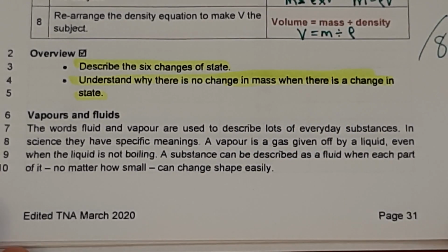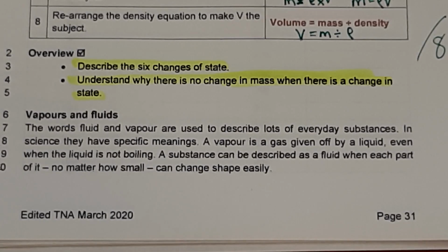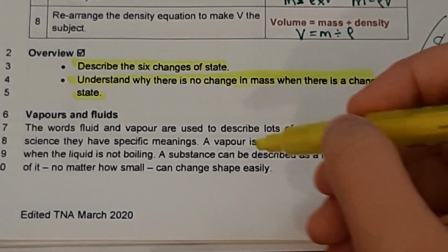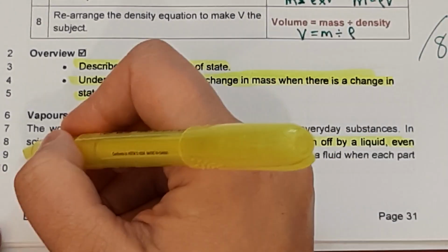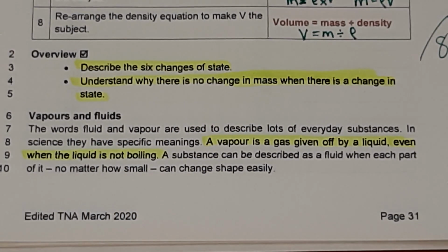So, vapours and fluids. The words fluids and vapour are used to describe a lot of everyday substances. We could describe many things as fluids. We talk about fluids as liquids, but sometimes we talk about fluids as gas. Vapour, we talk about water vapour, for instance. In science, they have specific meanings. So for science, a vapour is a gas given off by a liquid, even when the liquid is not boiling. Which is why we talk about water vapour evaporating from puddles and things. The puddles aren't full of boiling water, but the water vapour is evaporating off them.